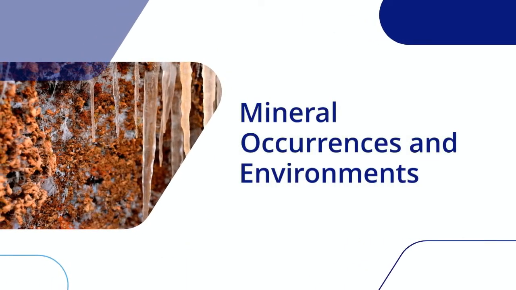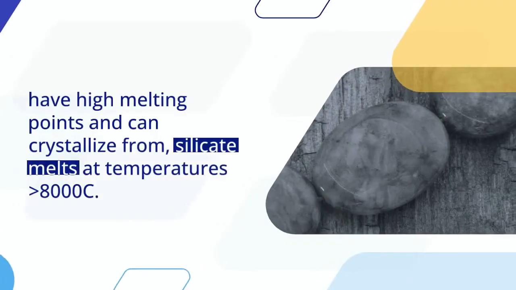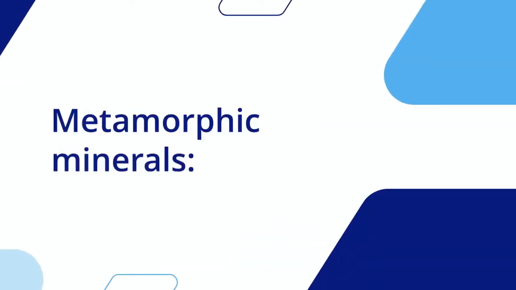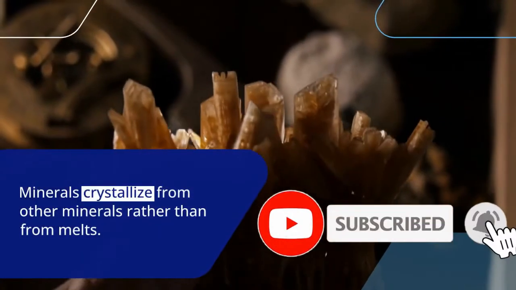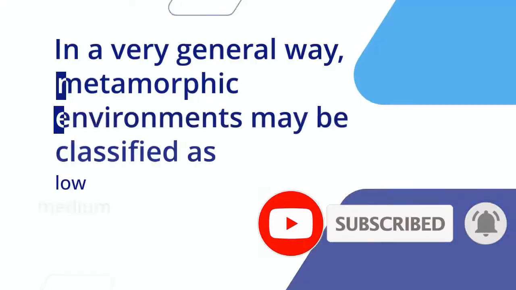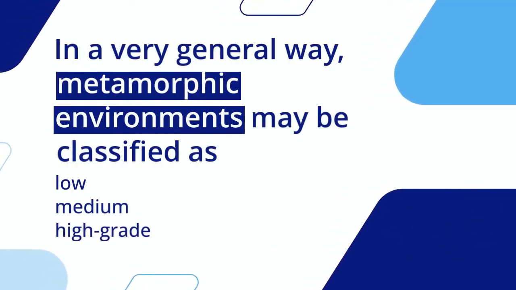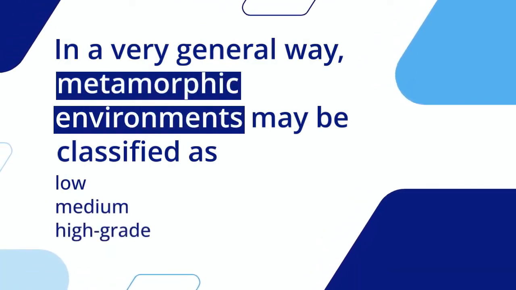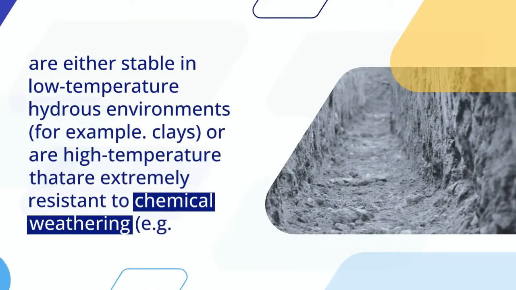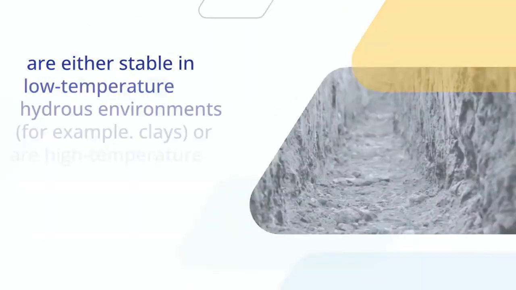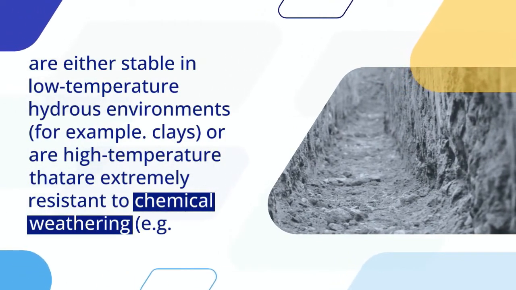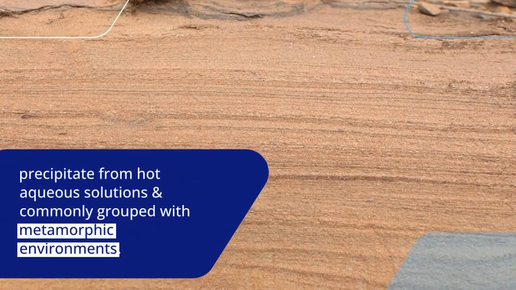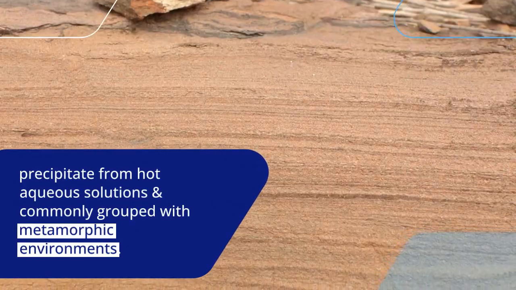Mineral occurrences and environments. Igneous minerals have high melting points and can crystallize from silicate melts at temperatures up to 800 degrees C. Metamorphic minerals crystallize from other minerals rather than from melts. In a very general way, metamorphic environments may be classified as low, medium, and high grade based on pressure and temperature. Sedimentary minerals are either stable in low-temperature hydrous environments, for example clays, or are high-temperature minerals that are extremely resistant to chemical weathering. Hydrothermal minerals precipitate from hot aqueous solutions and are commonly grouped with metamorphic environments.